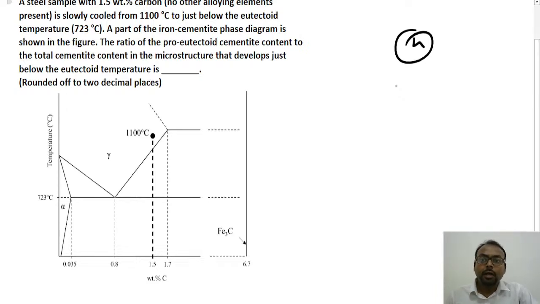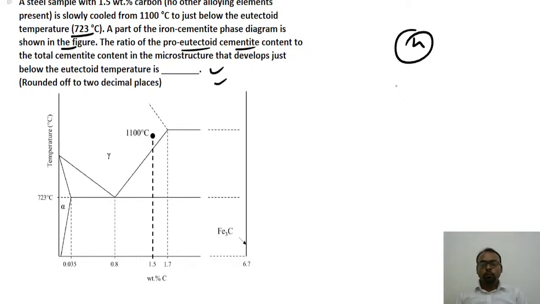So you see that a steel sample with 1.5 weight percentage carbon, no other alloying element present, is slowly cooled from 1100 degrees centigrade to just below the eutectoid temperature, that is 723 degrees centigrade. A part of the iron cementite phase diagram is shown in the figure. The ratio of pro-eutectoid cementite content to total cementite content in the microstructure that develops just below the eutectoid temperature, we have to find out.